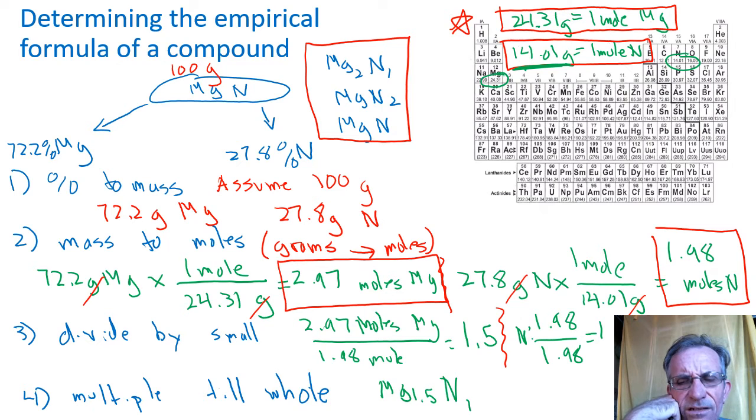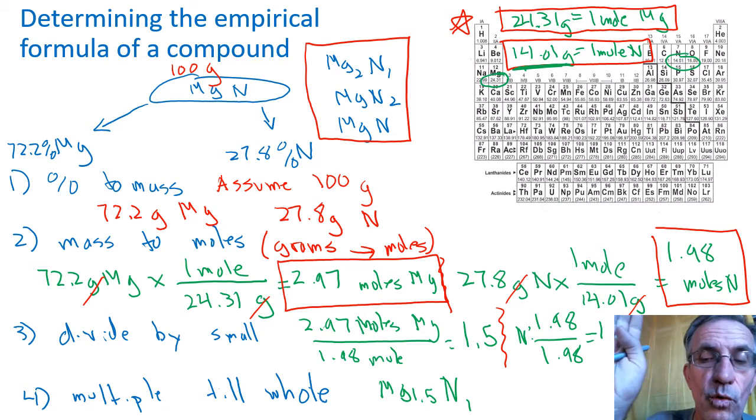But doesn't it look a little weird to you? Because usually you don't have halves and stuff in formulas, right? So this is where the last step comes in. Percent to mass, did it. Grams to moles, did it. Divide by small. Take your two answers, find the lowest one, divide by the lowest one. Now, the last step is multiply till whole.